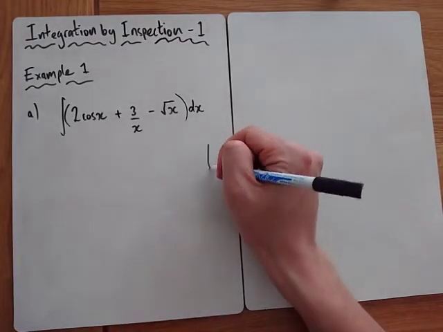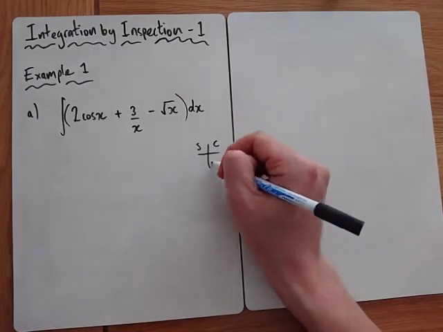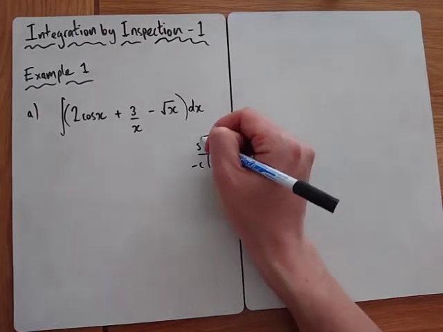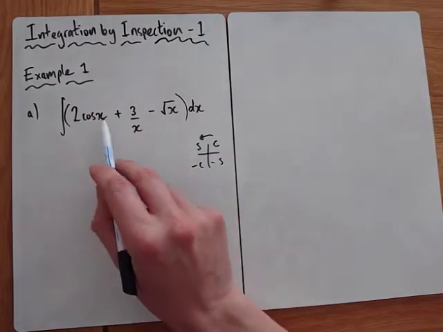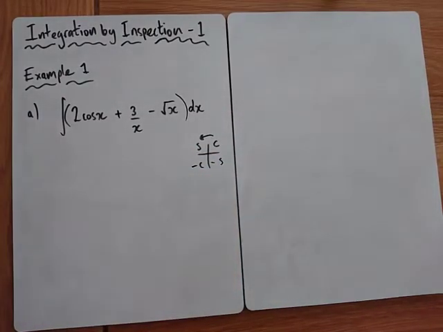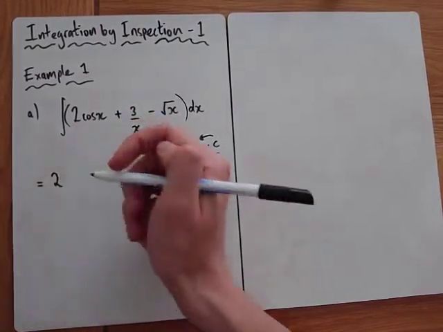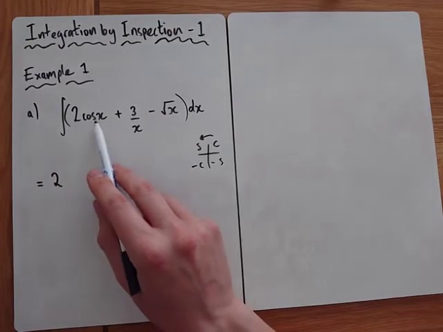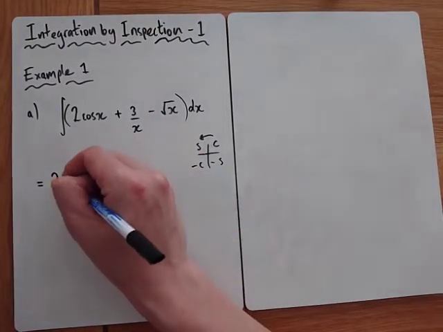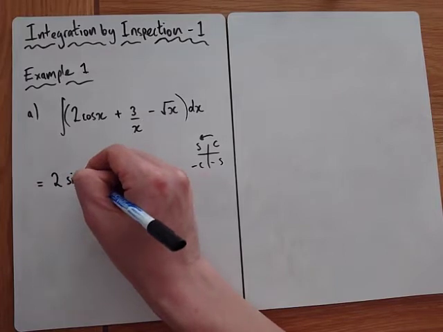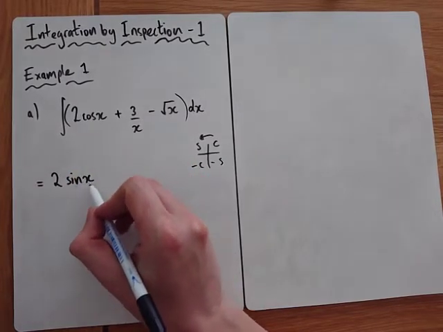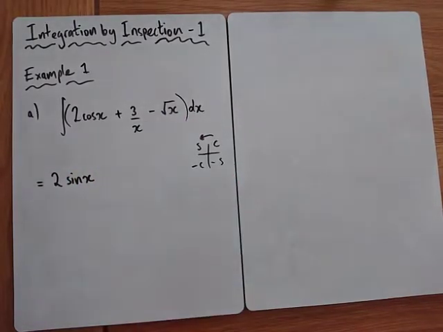Cos integrates to sine. It's only x as well, so we're going to be dividing by 1. Okay, so that would become, 2 is just a constant. Don't do anything with that. Cos integrates to sine. And the coefficient is 1, so if you want, we could divide by 1, but it would stay the same. Okay, 3 over x.